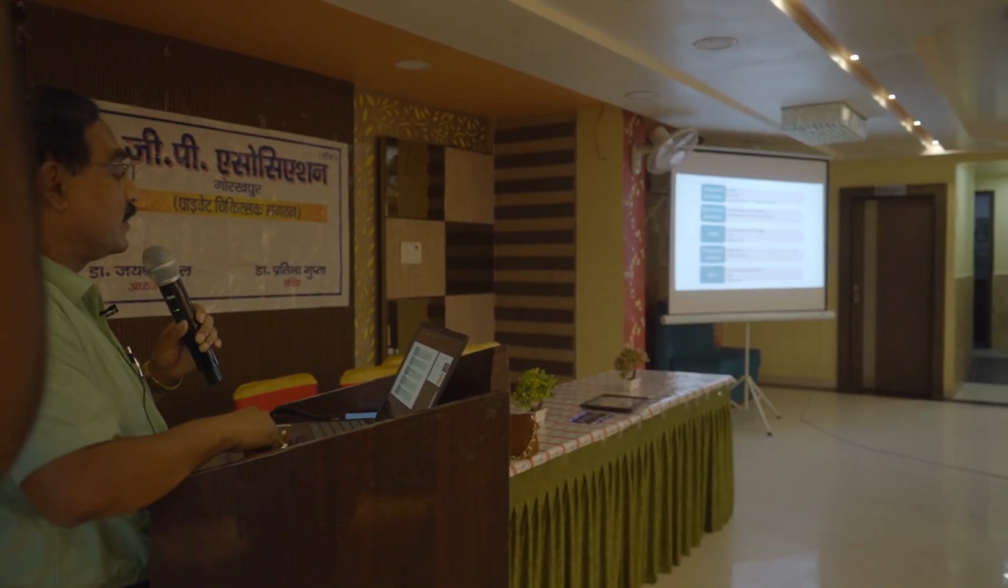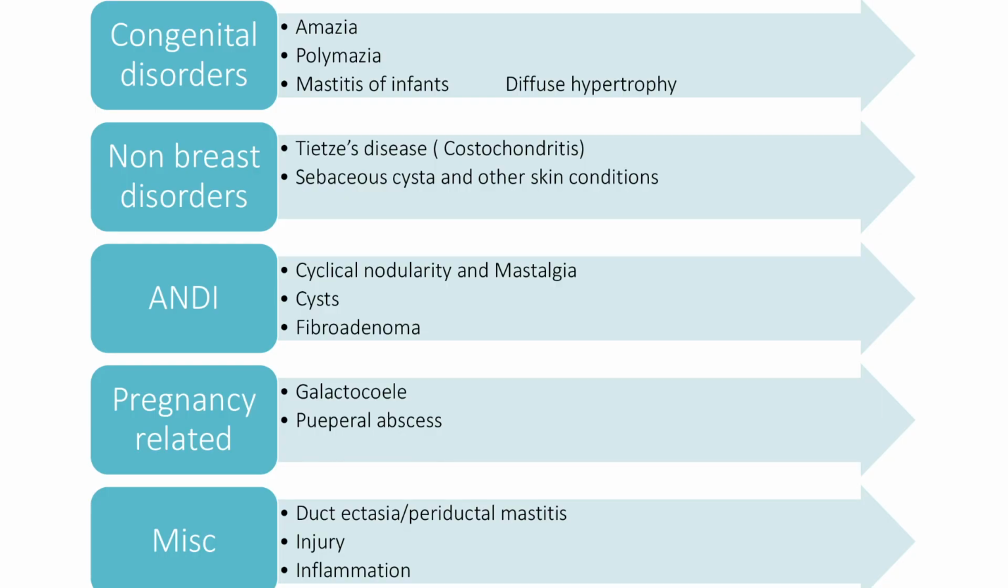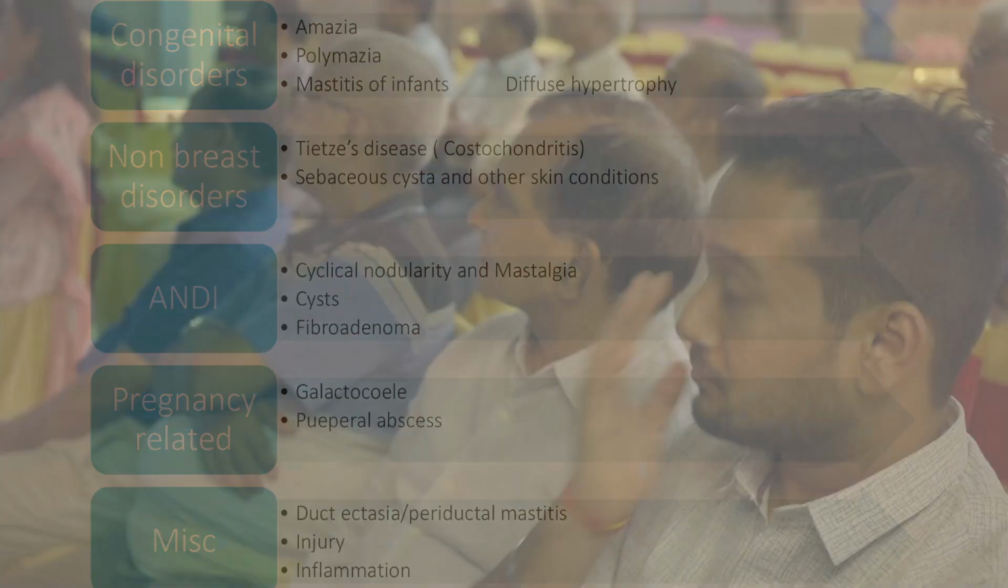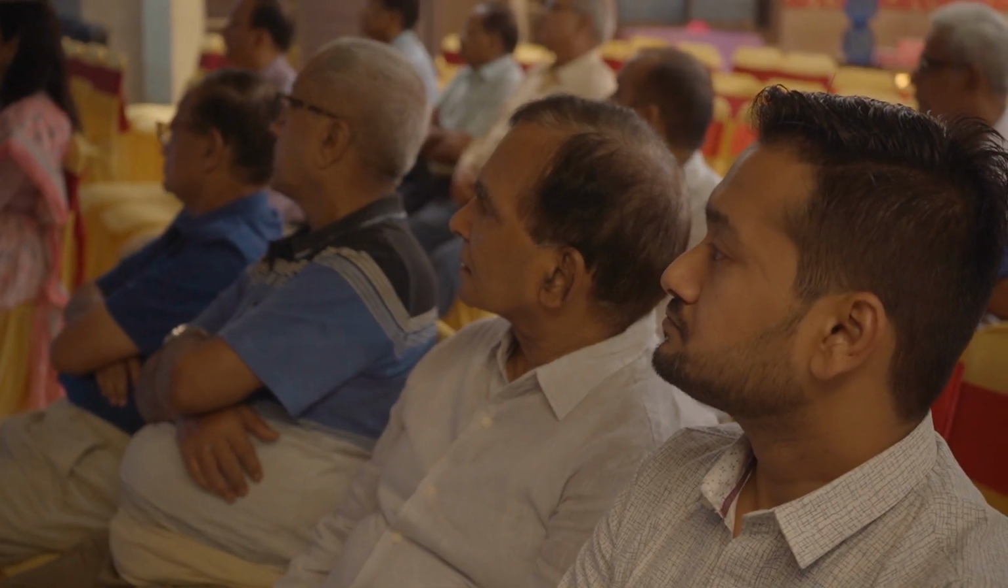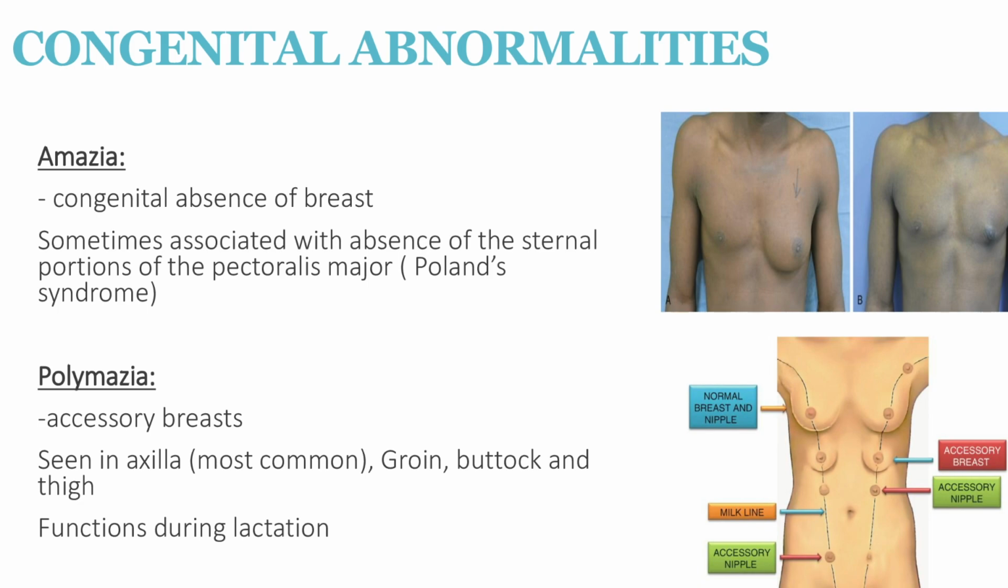These are the aberrations of normal development and involution of the breast. The pregnancy related are the galactocele and puerperal sepsis. Miscellaneous are duct ectasia, periductal mastitis, injury, and inflammation. Among the congenital anomalies, you see amastia, as the diagram makes very clear. It is the absence of the breast at the particular site.